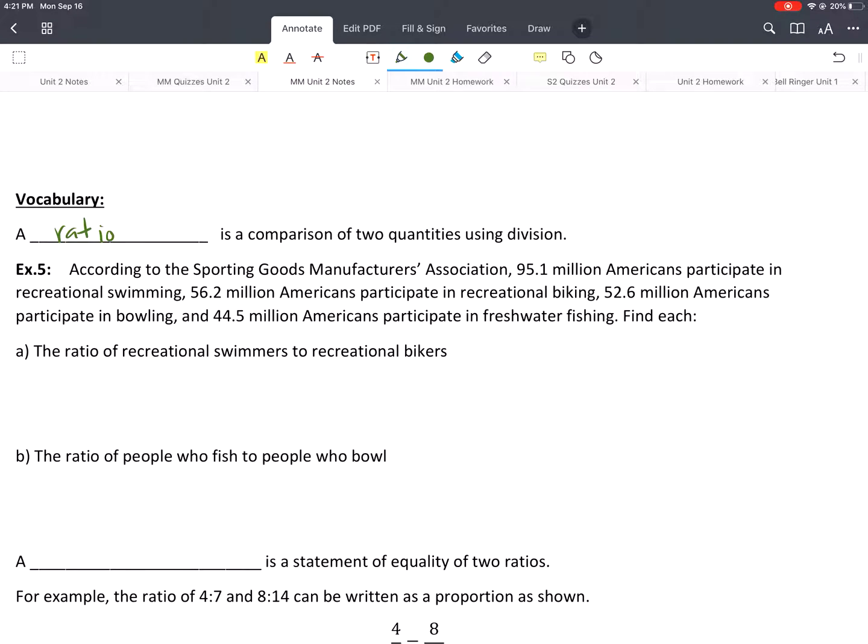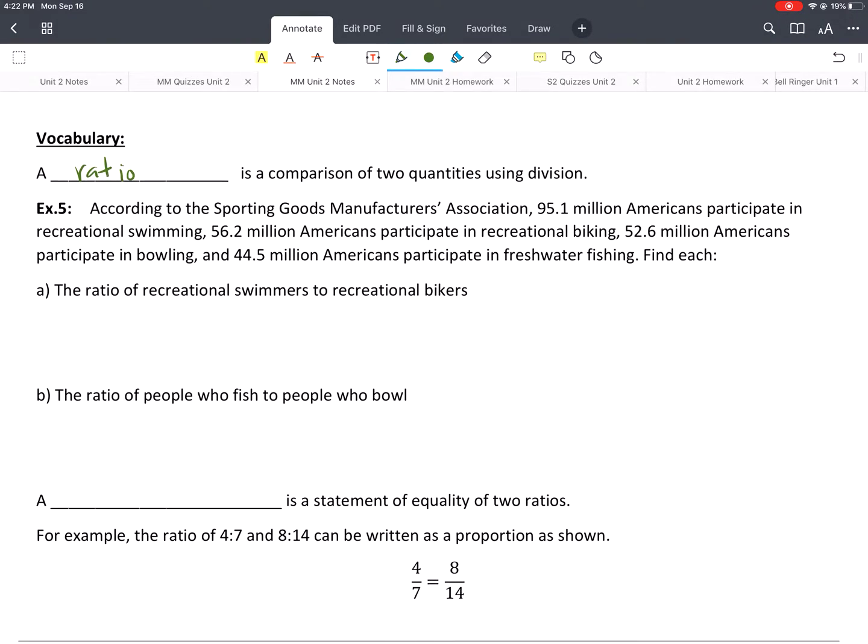So for example, according to the Sporting Goods Manufacturers Association, 95.1 million Americans participate in recreational swimming. 56.2 million Americans participate in recreational biking. 52.6 million Americans participate in bowling, and 44.5 million Americans participate in freshwater fishing. So we want to find each of these two problems.